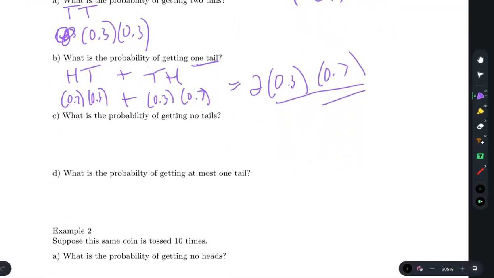So what's the probability of getting no tails? So that means you've got a head. So that's going to be 0.7 all squared.